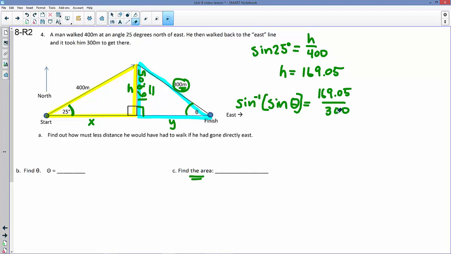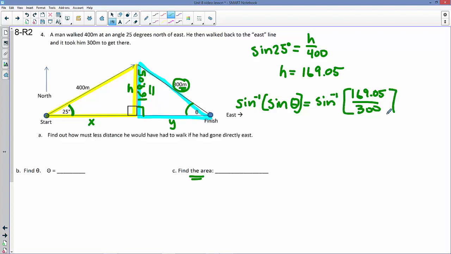So I'm going to take this 169.05 over 300, and move it aside. I'm going to arc sine, which we write like this. It's called arc sine, but technically we're saying inverse sine. We're taking the inverse of both sides. And of course, when you arc sine the sine of theta, you just get theta. That's like square rooting the square of 5, so you get 5 back to the original.